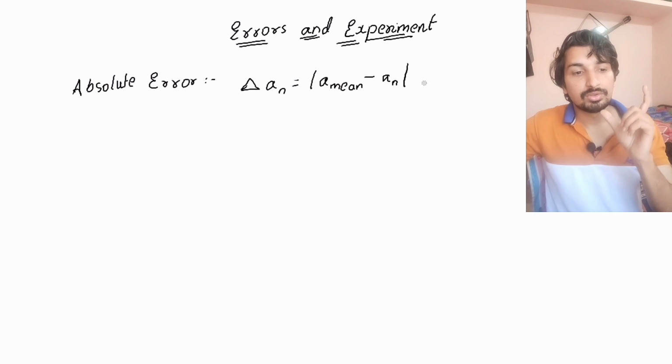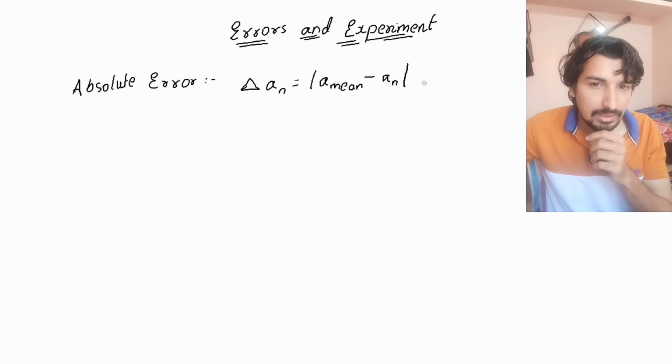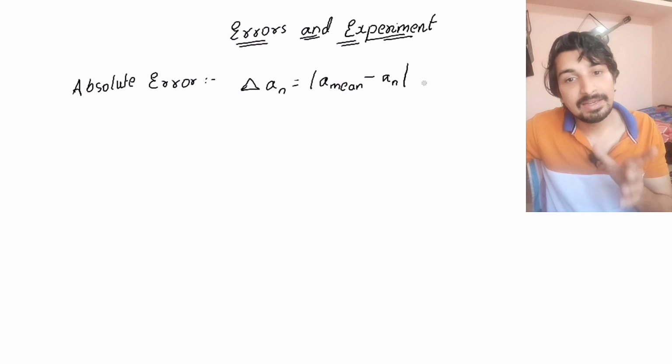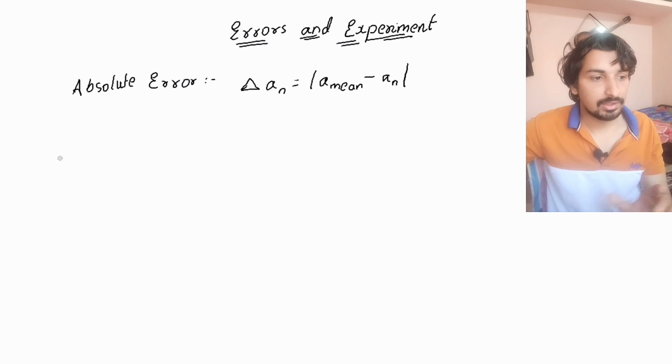Got it? So say one student's height is 100 centimeter, but the average was found to be, say, 80 centimeter. So what's delta a n here? What's the absolute error? 20, like that. Okay, so that's called absolute error.